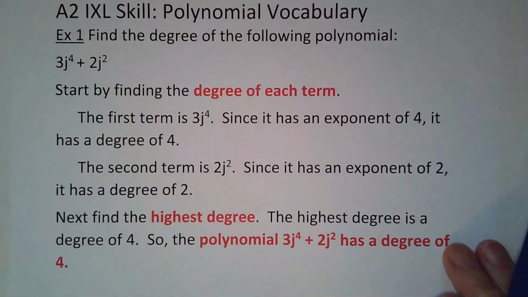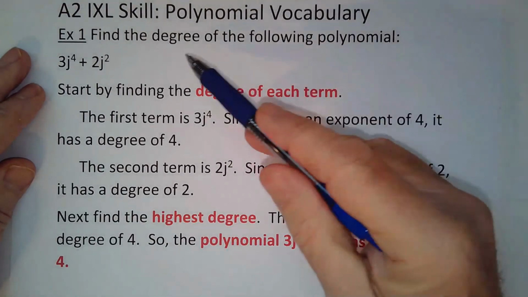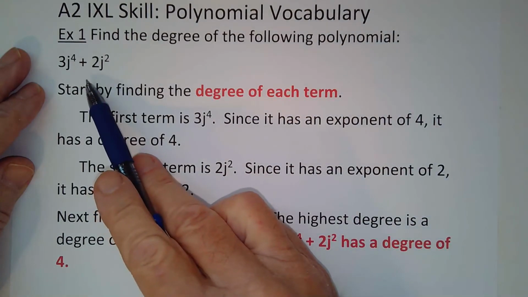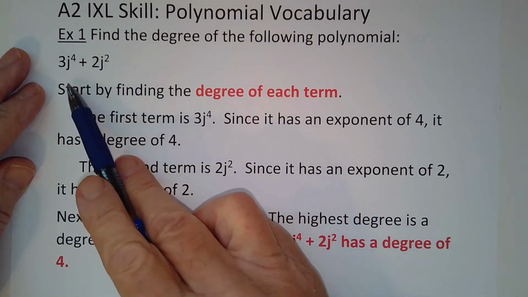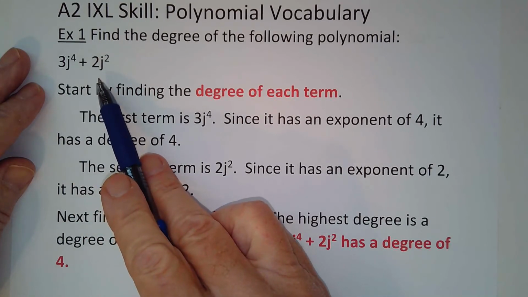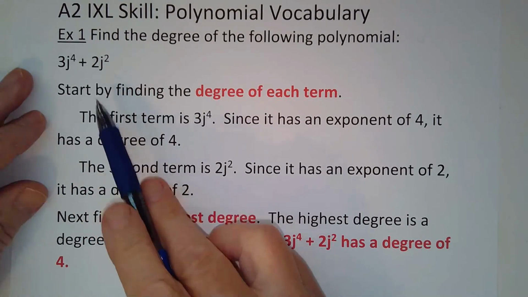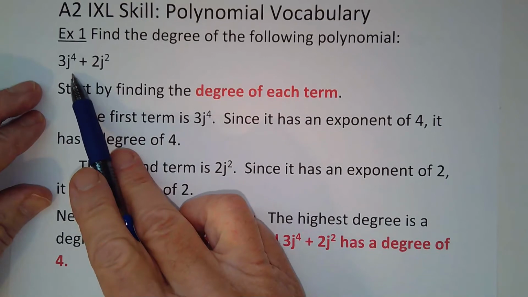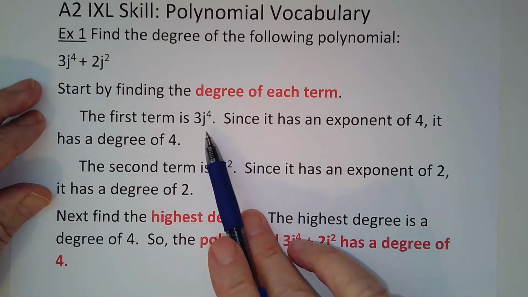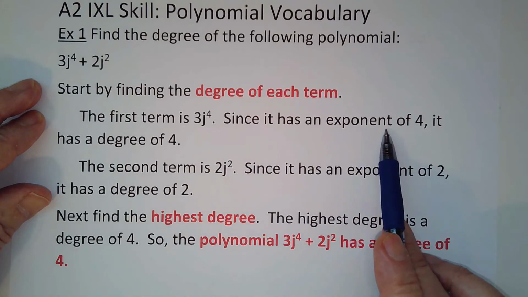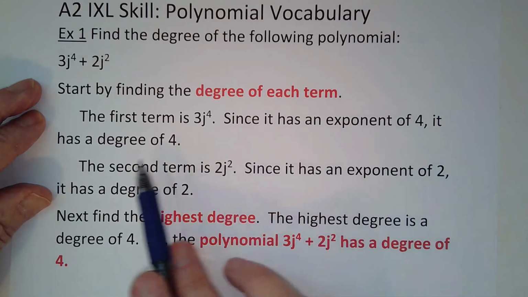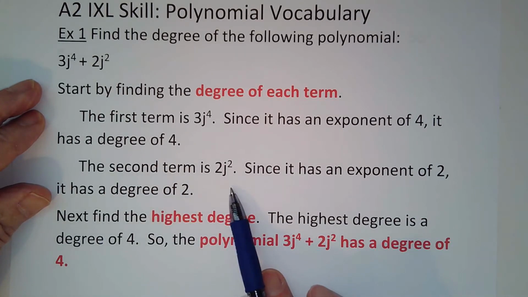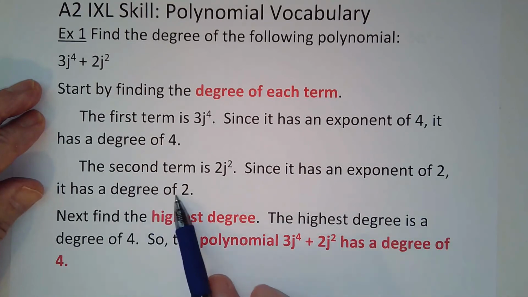All right. For the first example, I want you to find the degree of the following polynomial: 3j to the 4th plus 2j squared. That polynomial has 2 terms, so it's a binomial. We're going to start by finding the degree of each term. The first term, 3j to the 4th, has an exponent of 4, and so it has a degree of 4. The second term is 2j squared. Since it has an exponent of 2, it has a degree of 2.